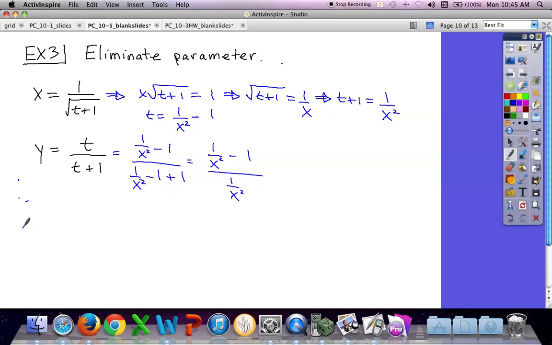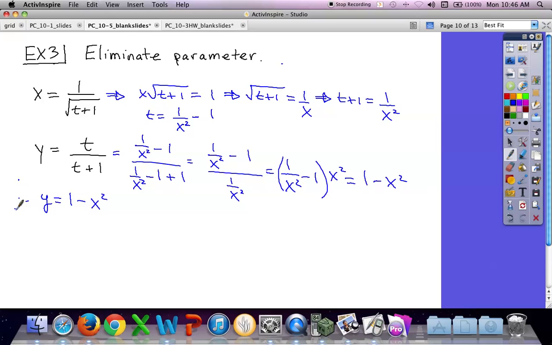But when you divide by a fraction, it is like, so multiply by the reciprocal, x squared. So this is 1 over x squared minus 1 times x squared. So distributive property, x squared over x squared is 1 minus x squared. So when we eliminated the parameter, here's our new rectangular equation. This is called a rectangular equation because it's just x and y. y equals 1 minus x squared.